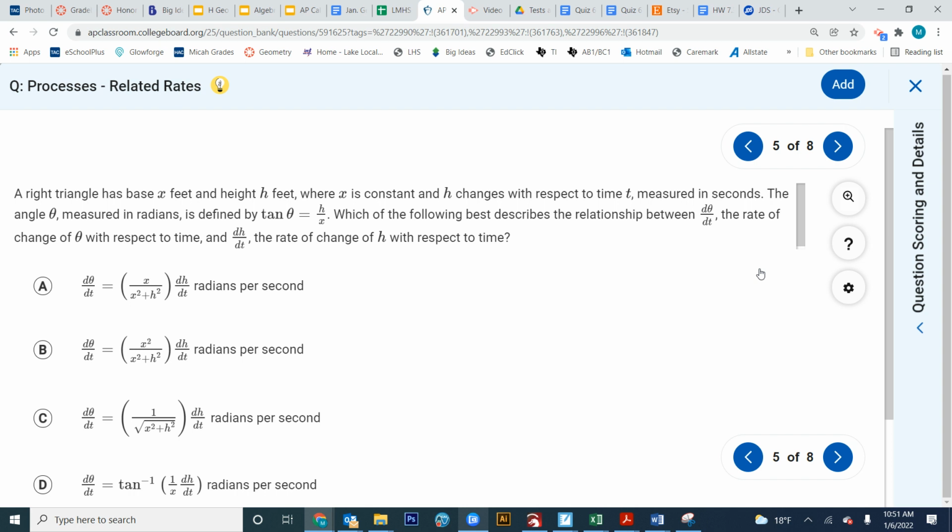All right, a right triangle has a base x feet and a height h feet, where x is constant, and h changes with respect to time t, measured in seconds. The angle theta, measured in radians, is defined by the tangent of theta equals h over x. Which of the following best describes the relationship between d theta dt, the rate of change of theta with respect to time, and dh dt, the rate of change of h with respect to time?